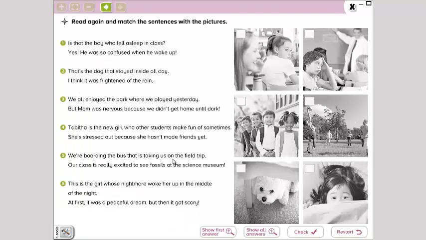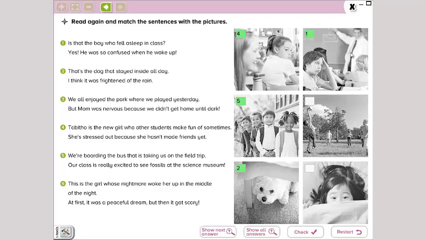So here it says, read again and match the sentences with the pictures. Aquí vamos a match las sentences que están acá, que acabamos de completar, with the pictures, okay? So the first one, it will be, así quedaría. Miren, esta es number 4, que says, Tabitha is a new girl who students make fun of sometimes. This is number 5. It says, we are boarding the bus. Están subiendo al bus, right? And this is number 2. The dog that stayed inside all day. Vemos al dog que está ahí.